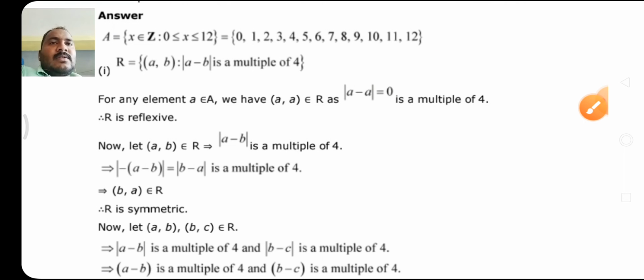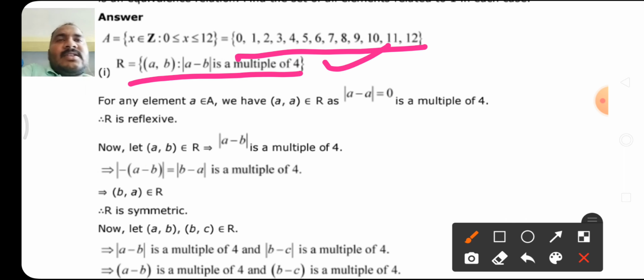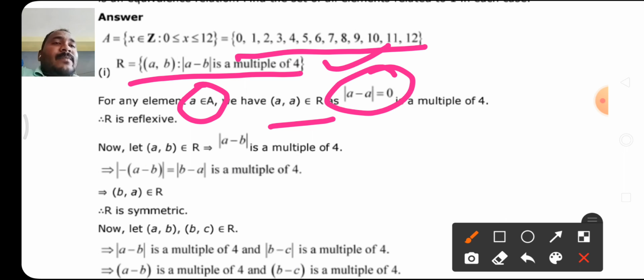Next, the given set A = {0, 1, 2, 3, ..., 10, 11, 12}. Here we consider first R, R = {(a, b) : |a − b| is a multiple of 4}. Here we consider a to be any number belonging to the given set A. We have (a, a) belongs to R because |a − a| = 0, and 0 is a multiple of 4. Because of this, R is reflexive.